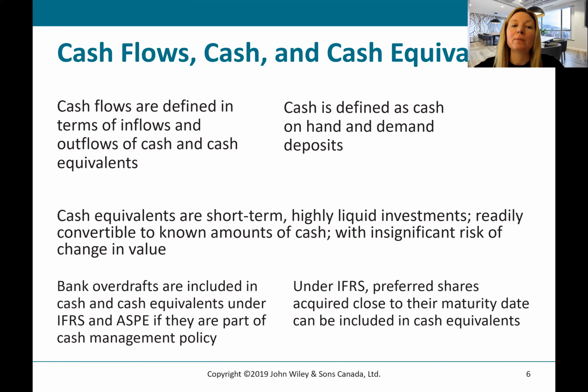Cash flows are defined in terms of inflows and outflows of cash and cash equivalents. So cash is defined as cash on hand and demand deposits. Cash equivalents are short-term, highly liquid investments, readily convertible into known amounts of cash with insignificant risk of change in value. So bank overdrafts are included in cash and cash equivalents under IFRS and ASPE if they are part of the company's overall cash management policy. And under IFRS, preferred shares acquired close to the maturity date could also possibly be included in cash and cash equivalents.